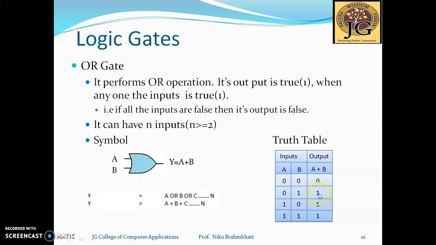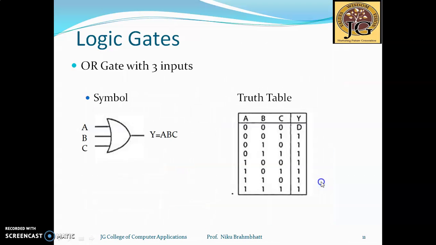So put here 1. Same way here a has 1 and b has 0. So one input is 1, so put the output as 1. And here both inputs have 1, meaning at least one of the inputs has value 1, but here all the values are 1, so put 1. So if any one of the inputs has value 1, you can put the output 1, and when all the inputs have value 0, put output 0.